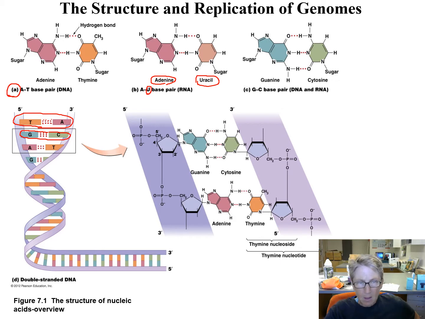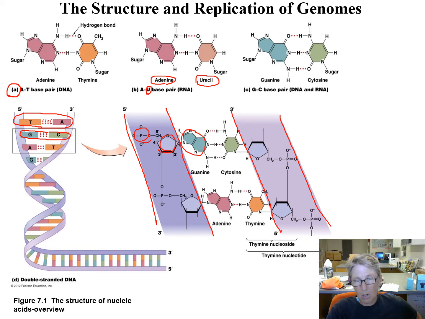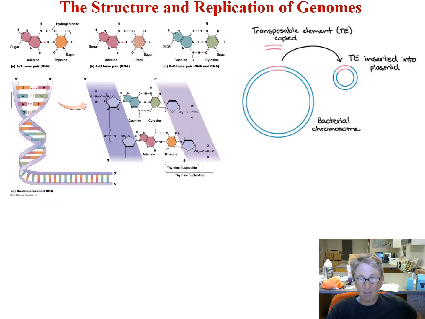And then in this cartoon, they show this purple strip here. So that's the sugar phosphate backbone in DNA. So here's the sugar, and here's the phosphate, and then here's the bases, guanine pairing with cytosine with the hydrogen bonds. So that's kind of an overview of the structure of nucleic acids.